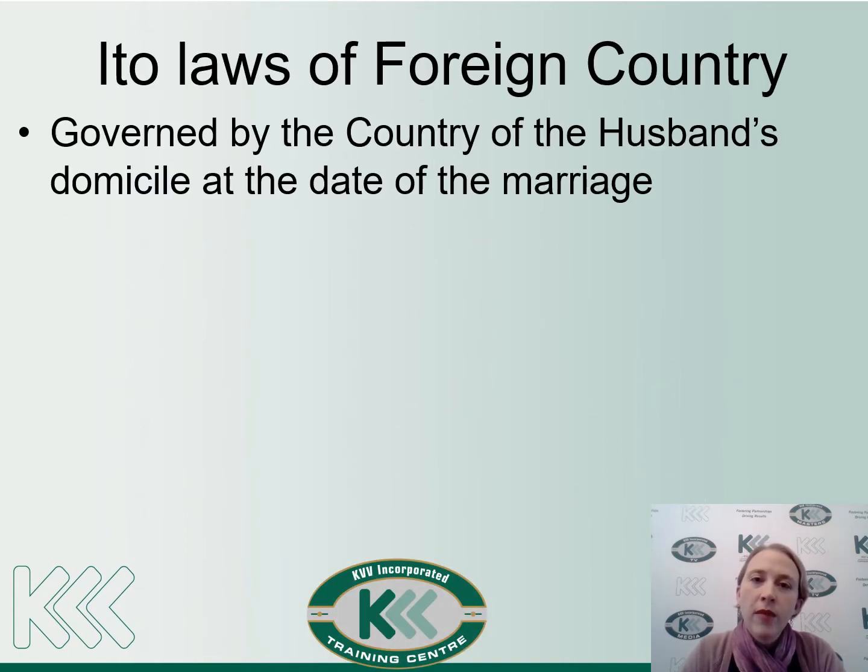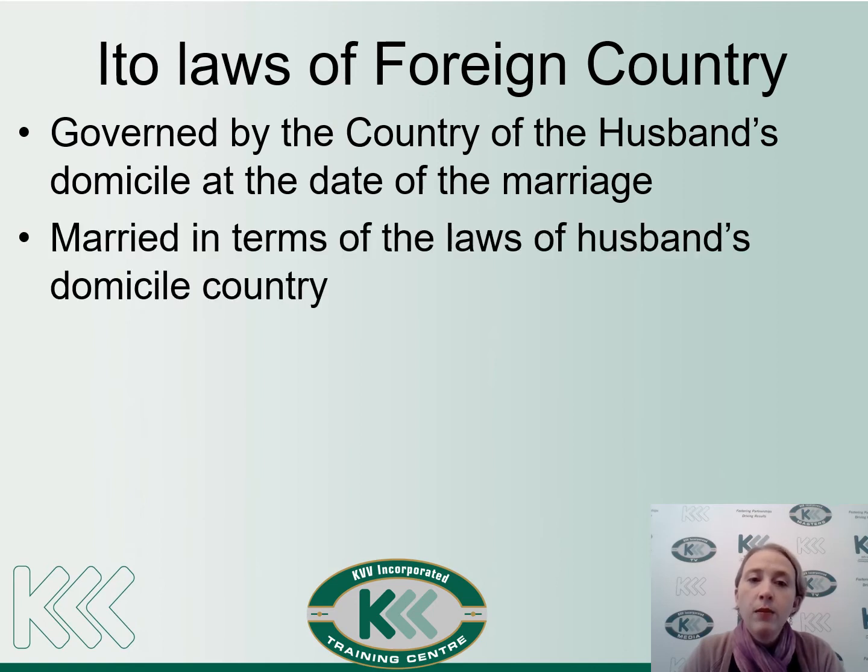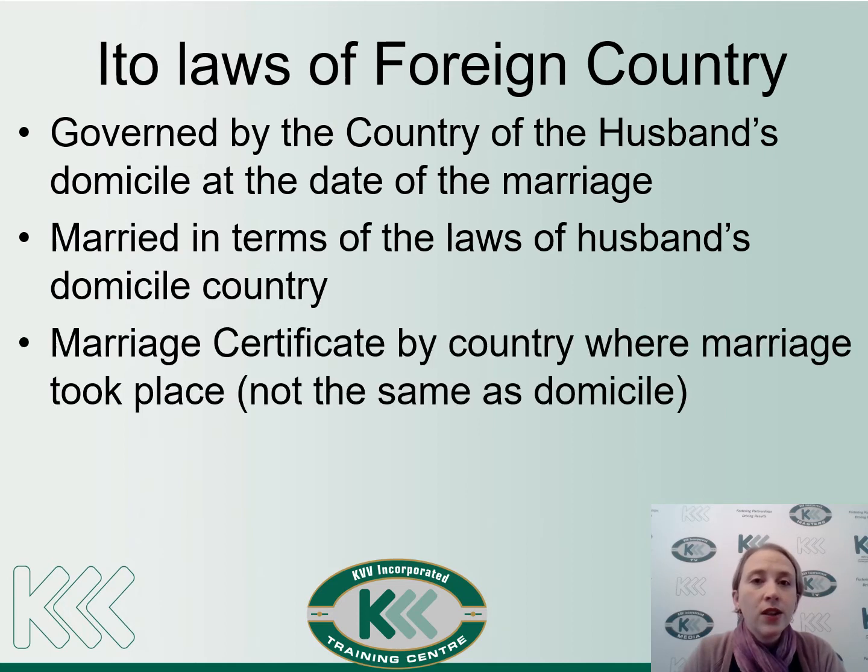The third type of marriage that we need to look at is a marriage in terms of the laws of a foreign country. What is important here is that the law states that a marriage is governed by the country of the husband's domicile at the date of marriage. Spouses will therefore be married in terms of the laws of the husband's domicile country. It does not matter where the marriage took place.